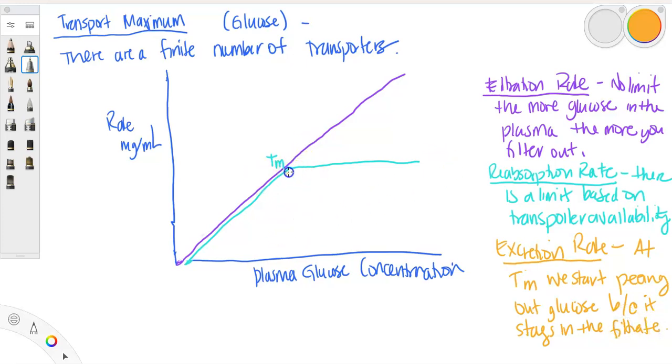All right, so at this point here, we start excreting glucose in the urine. Okay, there should be 0 amount of glucose in the urine. All right, so once we get to that limit, there's that much glucose there that it's exceeding the number of transporters that we have. That's where it stays in the filtrate. That's where it ends up in the urine that's passed.